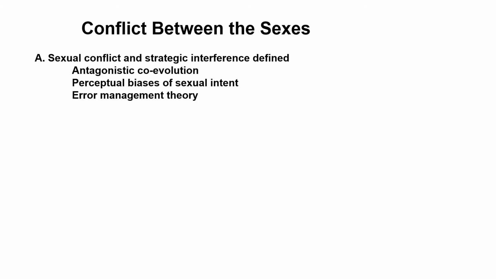Let's examine some conflict between the sexes. When we're talking about conflict between the sexes, we're talking about competing evolutionary pressures between men and women on outcomes. Earlier we talked about how there are competing pressures between mothers and offspring, and how you get the birth canal to a certain size, stuff like that. Well, now let's look at it between the sexes. So we're going to look at antagonistic coevolution, perceptual biases of sexual intent, and error management theory, another really interesting theory out there.